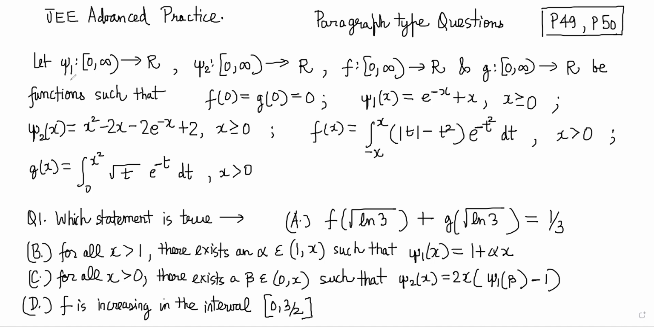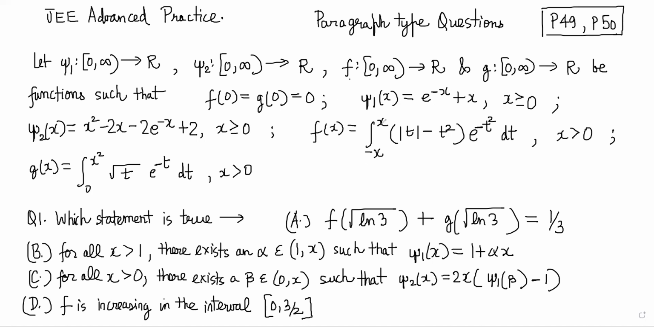Here we have a paragraph. We have four functions which are defined, psi1, psi2, f and g over positive real numbers from 0 to infinity to R. And there are some properties that are given. f of 0 is equal to g of 0 is equal to 0. Psi1(x) is defined as e^(-x) + x for x positive. Psi2(x) is defined as x² - 2x - 2e^(-x) + 2, again for positive x.